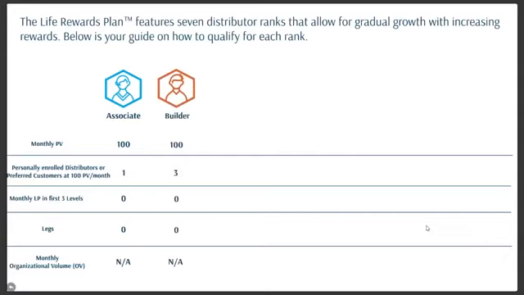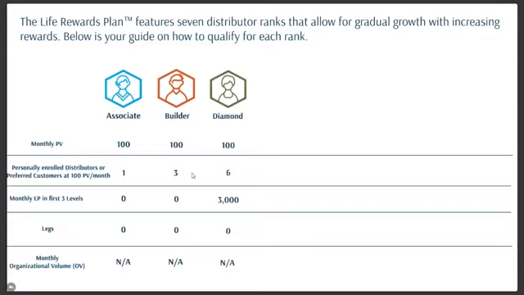The next rank is the builder rank. The builder rank also has a monthly personal volume requirement of 100 PV. And then there's this jump from 1 to 3 personal enrolled distributors, and each one of them has to do 100 PV a month. So for the associate and builder rank, these people have to be on your front line.